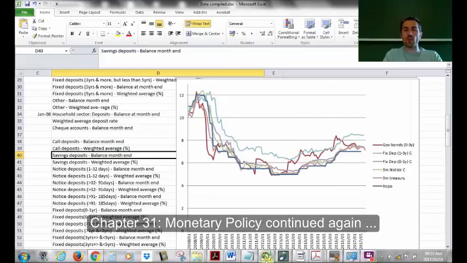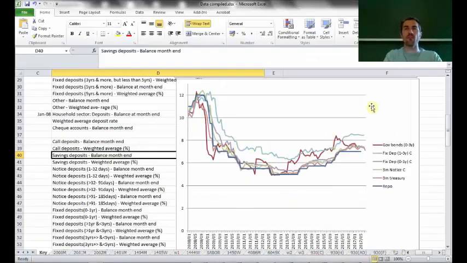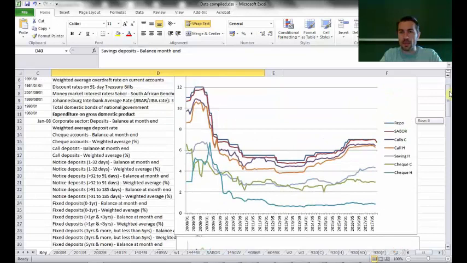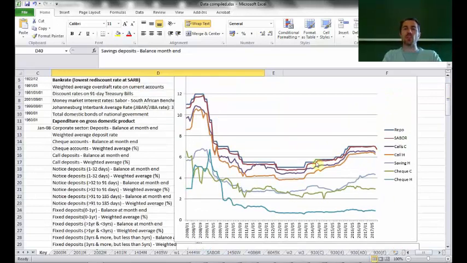So what I was just showing you was how the interest rates follow the repo rate. And you can also look over here at the interest rates that banks pay on their different types of accounts, whether they're call accounts or check accounts or savings accounts. And you can see here the dark blue line, the repo again, is sitting at the top here. Then you have something called the SABOR, which is the South African Bank Overnight Rate.